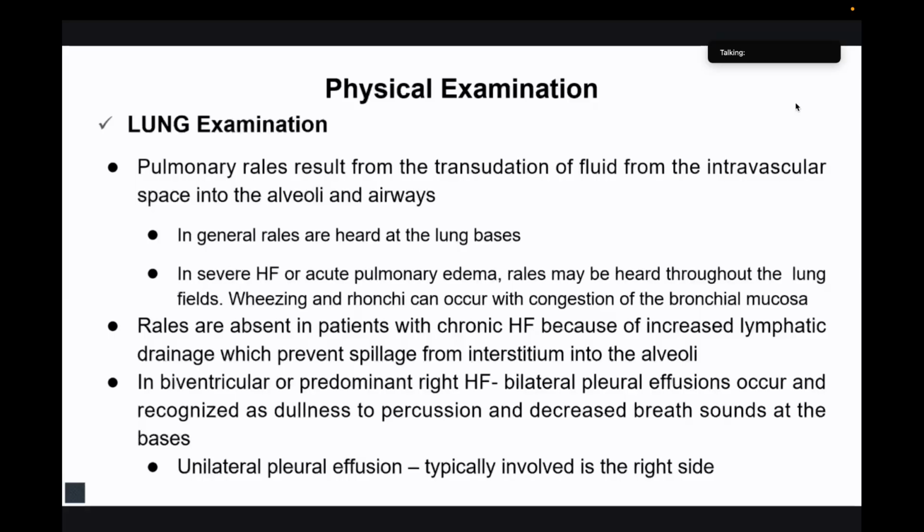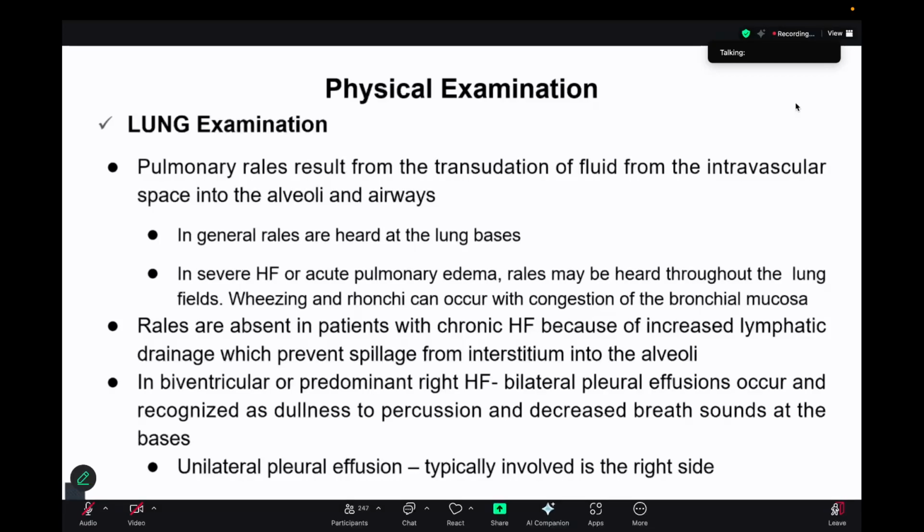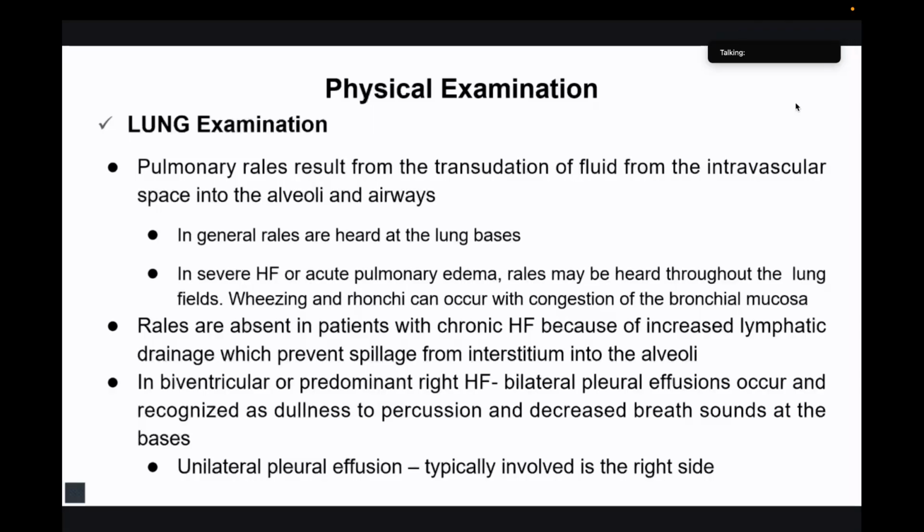Patients with biventricular or predominant right-sided heart failure can present with bilateral pleural effusions, recognized as dullness to percussion and decreased breath sounds at the lung bases. If there is unilateral pleural effusion, usually it involves the right lung.